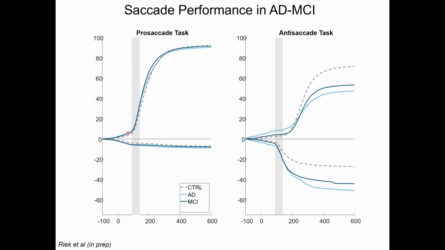And I'll actually point out, you'll notice the two blue lines are running to the left of the gray dashed line. So if anything, the controls are faster in the pro-saccade task. Doesn't usually reach significance, but we consistently find this.